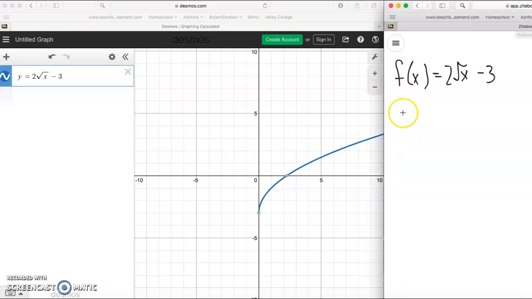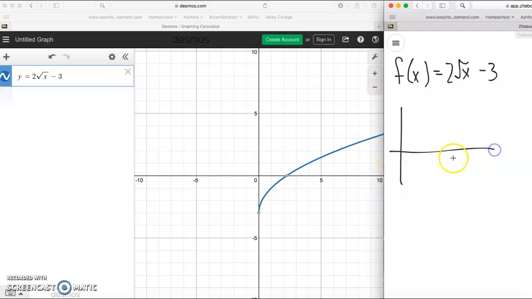It looks like my graph is starting down here at negative 3. And it's going to go up. It's more of a curve, pardon me. Kind of like that, and up to the right like this, okay?